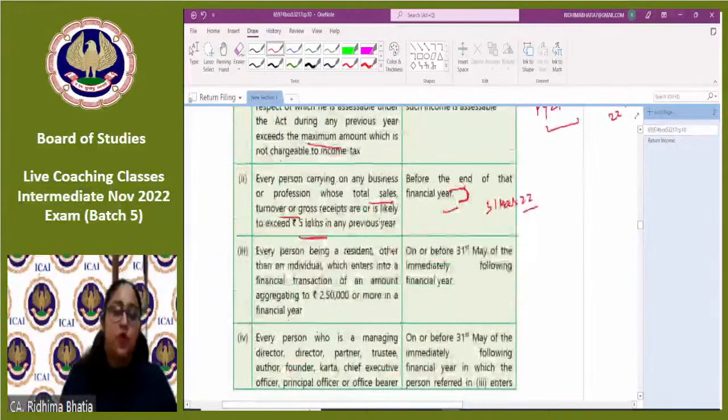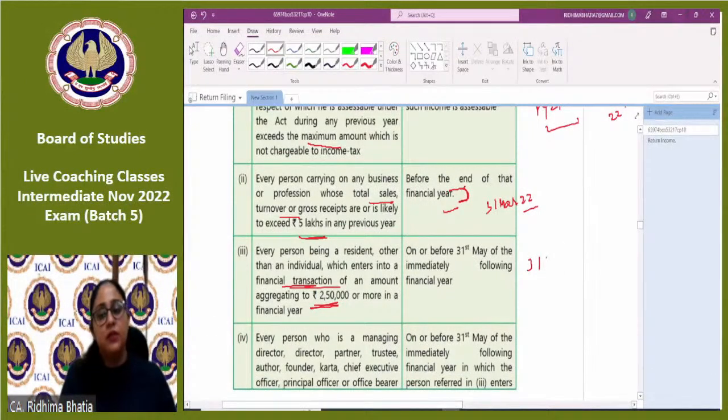Or if you're a resident person and entering into any financial transaction, it can be any financial transaction, sale, purchase, loan, of an amount exceeding 2,50,000, then you have to apply for PAN by 31st May of the following financial year. That is by 31st May of the assessment year. So if you think in this financial year 21-22 your financial transactions would be more than 2,50,000, then by 31st of May 2022, you should file an application for PAN.